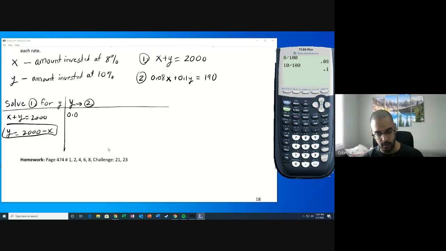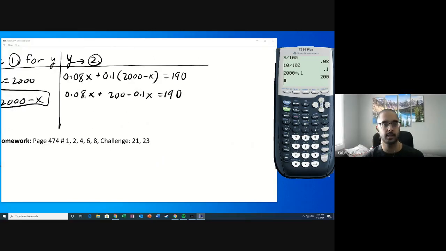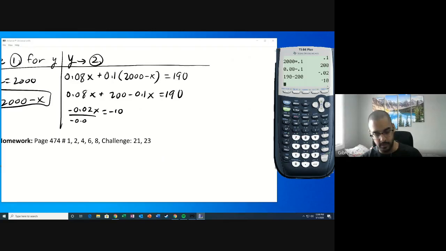Since we got that from number 1, we're putting it into number 2, always the other one. So 0.08x plus 0.1 times y, which is 2,000 minus x, should be equal to 190. So 0.08x plus 2,000 times 0.1 is 200, minus 0.1x equals 190. Now you're simplifying, collecting like terms just like normal. 0.08 minus 0.1 is negative 0.02x. Subtract 200 from both sides. 190 minus 200 gives you negative 10. Now you can divide by negative 0.02.